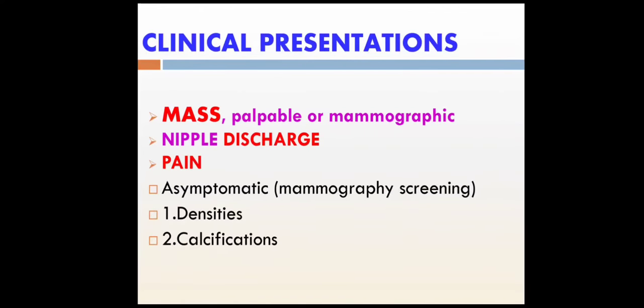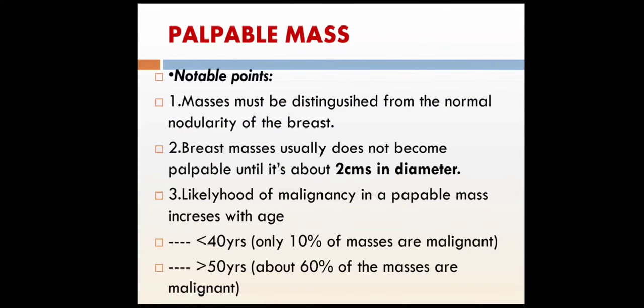There will be a mass. There will be a nipple discharge, and associated pain may be there or may not be there depending on whether it is benign or malignant. A mass can be an incidental finding, and if it is less than 2 cm, it won't be detectable at all. Usually a patient goes for a normal scan and there might be an incidental diagnosis, or sometimes the mass can be palpable, and normal nodularity of the glandular breast will be different and the mass will be slightly hard. Whether it is well circumscribed or fixed to the underlying tissue, the features of the mass will depend on whether it is benign or malignant.